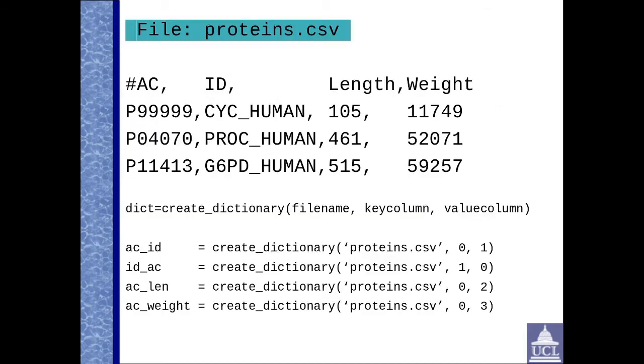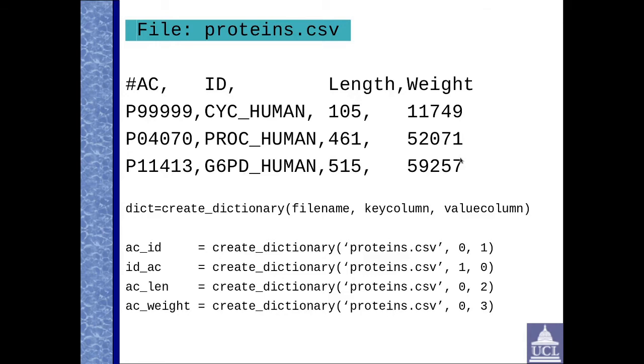So let's take a simple little example. Suppose we have a CSV file called proteins.csv. Now, CSV file, each field should just be separated by a comma, but I've put in some spaces as well just to make it look a bit clearer. So in this little CSV file we have data from UniProt KB, we have an accession code, we have an identifier, we have a sequence length, and we have a molecular weight.